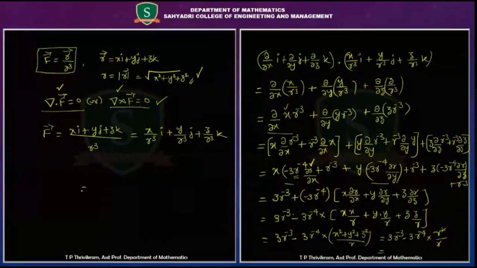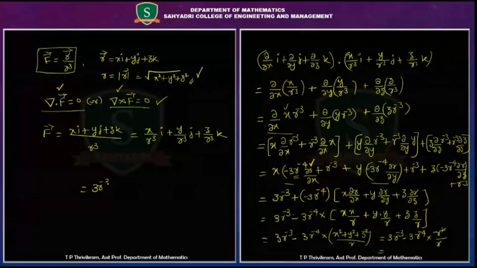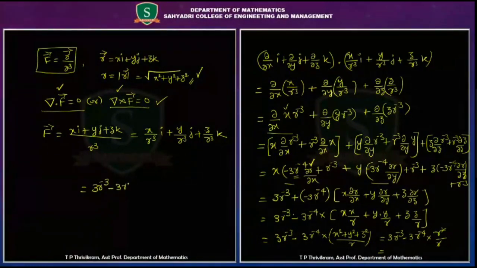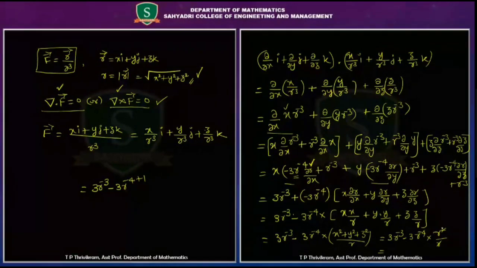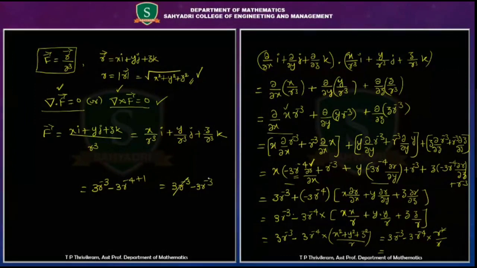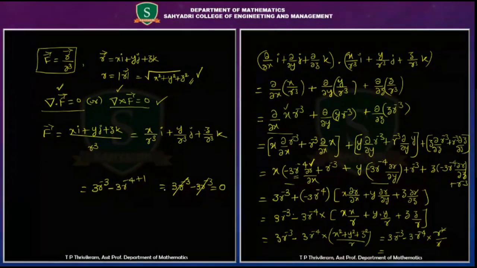Here I'll write, this one is equal to 3r^(-3) minus 3r^(-4) plus 1. So when bases are the same, powers should be added, right? So r^(-4) into r is there, so I have to write plus 1. So what happens? 3r^(-3) minus 3r^(-3). So these two get cancelled, you'll get 0. Fine. So this value is both solenoidal as well as irrotational.